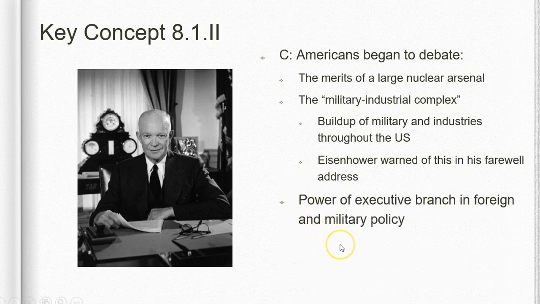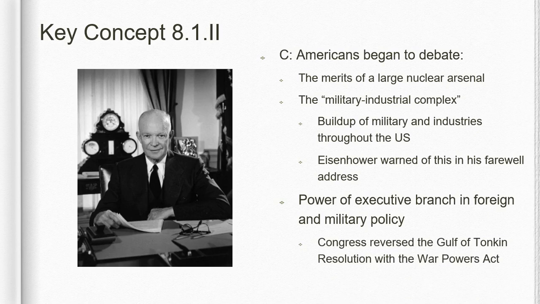And sort of related to that is the power of the executive branch in foreign and military policy. I mentioned before that both Korea and Vietnam are police actions. These are not declared wars. Should the president have the power to wage a war? Originally, Congress gave Lyndon Baines Johnson in 1964 the power to do this with the Gulf of Tonkin resolution. That was rolled back 9 years later with the War Powers Act in 1973. We'll take a look at that in class.